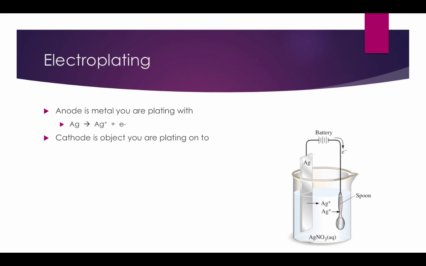The cathode is the object you are plating onto. In this case, we want these silver ions to gain an electron to become neutral silver atoms attached to the object. Therefore, silver ions must be reduced onto the object. Recall that reduction occurs at the cathode. As always, electrons flow from anode to cathode, since electrons are lost in the oxidation at the anode and gained in the reduction at the cathode.